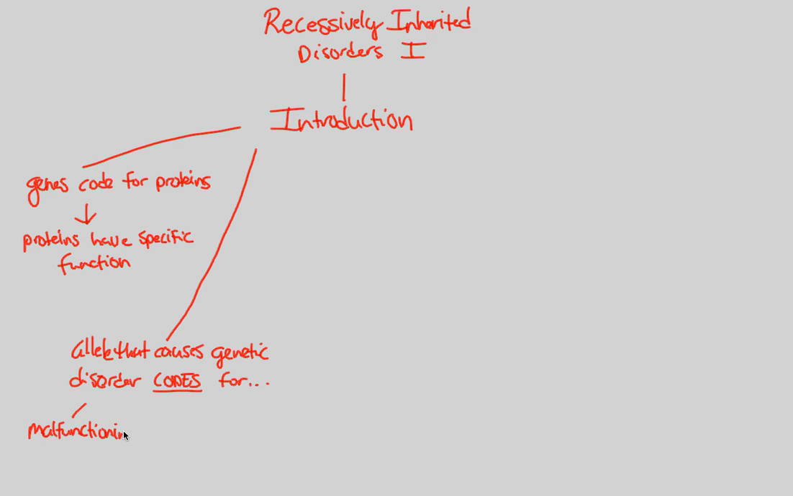So that is not good, because if there's a malfunctioning protein, then there's a malfunctioning function. Okay, mal meaning bad, function. Bad functioning protein, thus bad specific function that it's supposed to normally do. Or you can even have the situation in which there's no protein at all. The genetic disorder itself does not allow for any protein whatsoever to be coded for or be made.